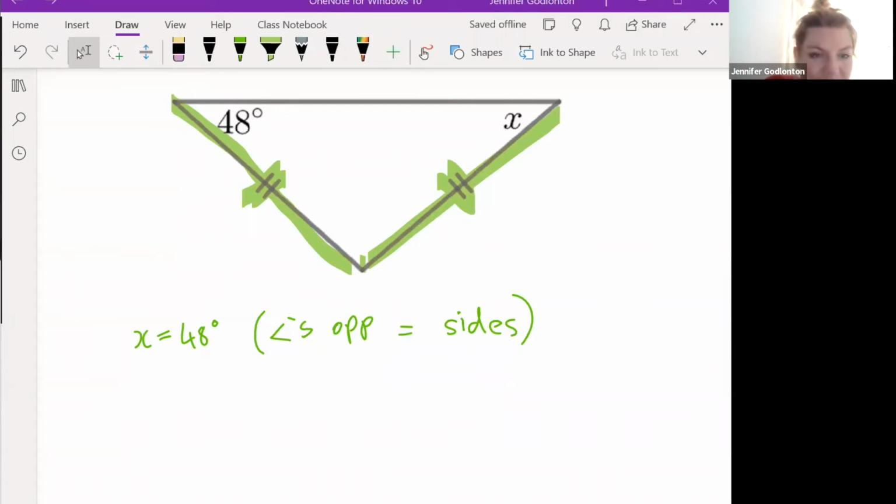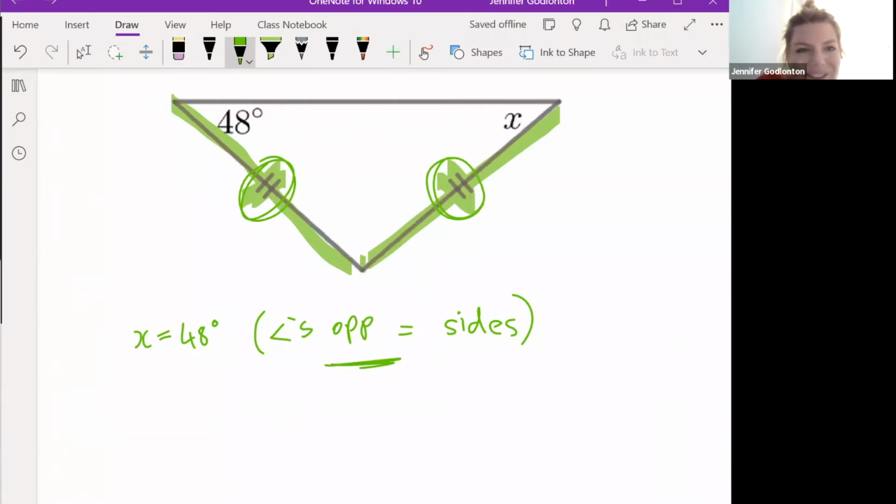It's an isosceles triangle. As soon as we see an isosceles triangle, so as soon as we see these lines, remember they can also sometimes just be one line. That's telling us it's an isosceles triangle, and that's telling us that our angles are the same as each other. And then we're going to use this rule over here.